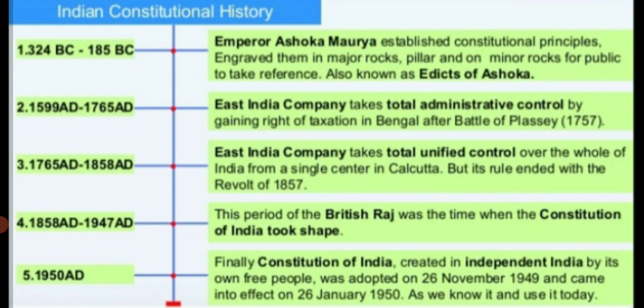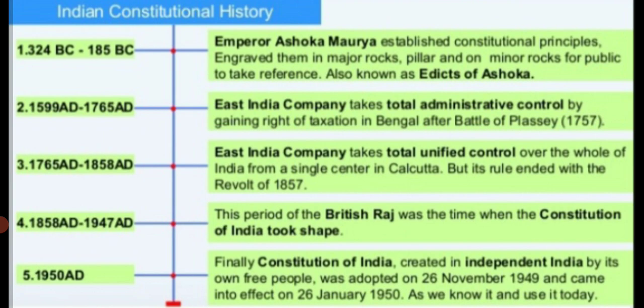Indian constitutional history. First, 324 BC to 185 BC, Emperor Ashoka Maurya established constitutional principles and engraved them on major rocks, pillars, and on minor rocks for the public to take reference, also known as the Edicts of Ashoka.